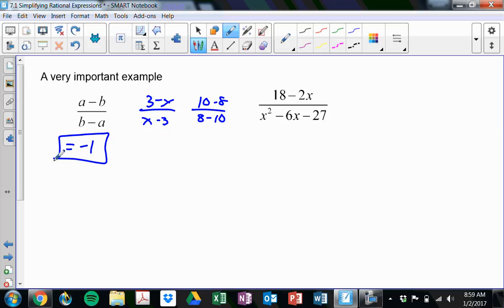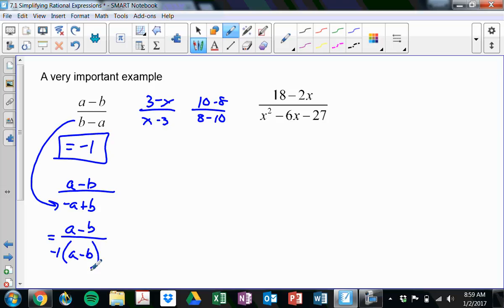Now, I can show why if you'd like. It's not really that important, but it can be useful to see. The b minus a on the bottom, I could switch around to be negative a plus b. This is the same as this. Then on the bottom, I could factor out a negative 1. And that means that these a minus b factors can cancel, and I'm left with just this negative 1. That means that 3 minus x over x minus 3 is negative 1.